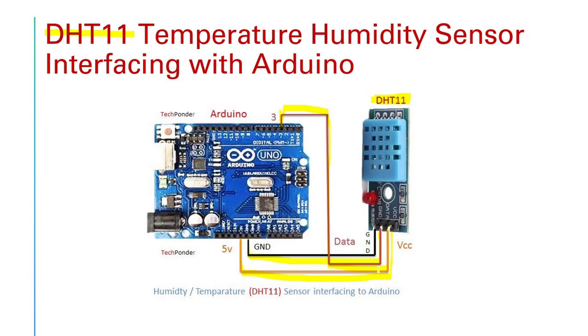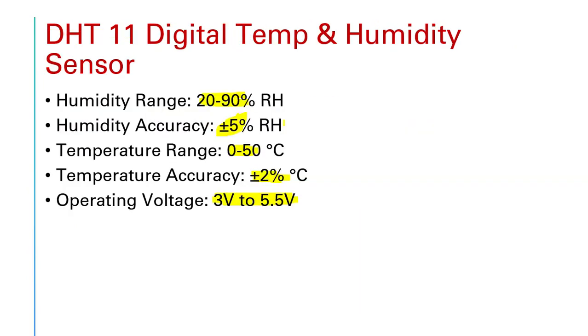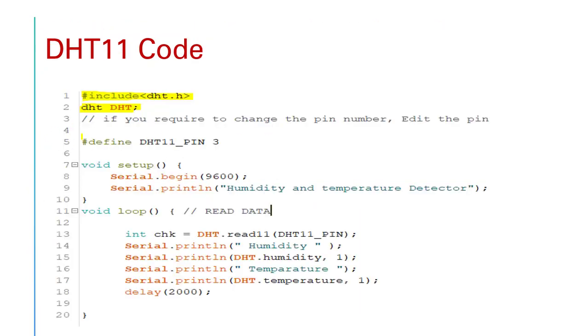I have connected this data pin to pin number 3. That's why, in this particular slide, we have defined DHT11 underscore pin as 3. So whichever pin you are connecting the DHT11 data pin to, we need to define here: #define DHT11_PIN equals 3. Then we are going to print the output on the serial window.